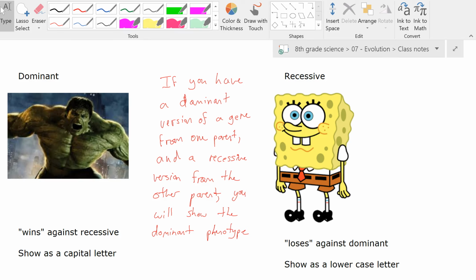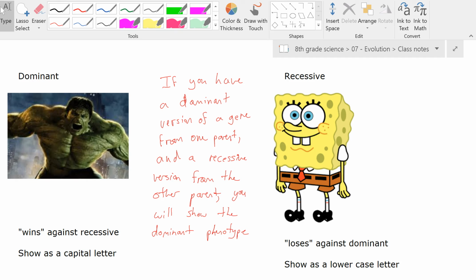So with these traits that you can inherit, there are some that will have what we call a dominant or a recessive version of the gene that you can get from your mom or dad. So dominant, here we've got a picture of the Hulk, and recessive, we've got a picture of SpongeBob SquarePants. So let's just think for a minute, who's going to win in a fight between the Hulk and SpongeBob SquarePants?